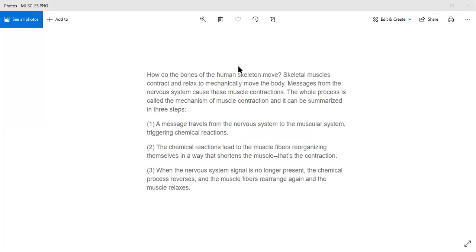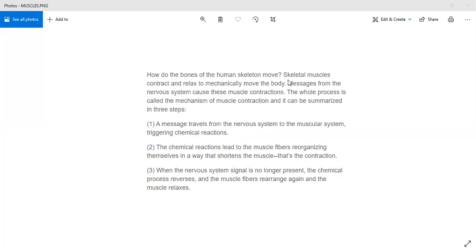Okay, Gungun, you read this question which is on the screen. How do the bones of the human skeleton move? Yes, in our body everywhere bones are present. So how do these bones in the human body move? Read from here, first line. Skeletal muscles contract and relax to mechanically move the body. Okay, wait now. Read one sentence and then wait so that I can explain.